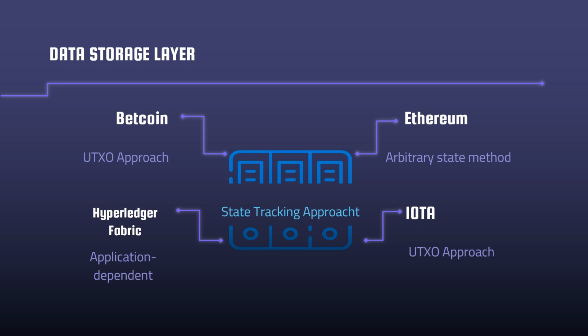We move on to the next layer, data storage. We will discuss three features in this layer. The first feature is the state tracking approach. Bitcoin and IOTA both use the UTXO approach, while Ethereum uses an arbitrary state method, and Fabric doesn't have a default state tracking, giving developers the freedom to implement their desired mechanism.